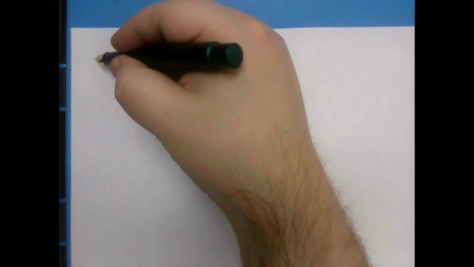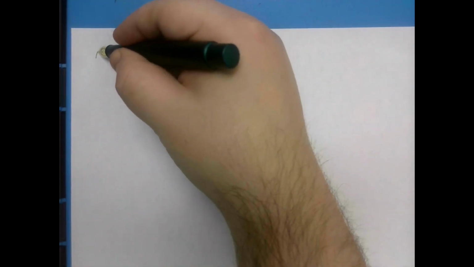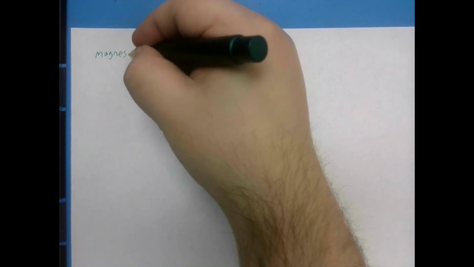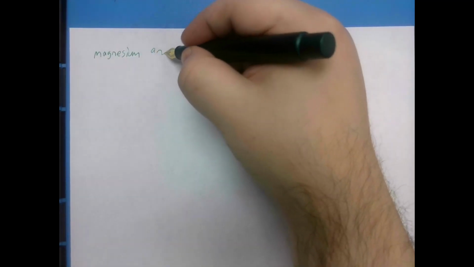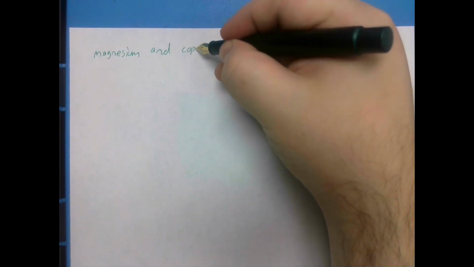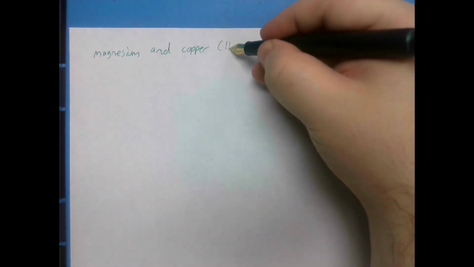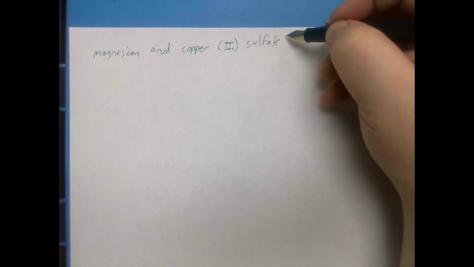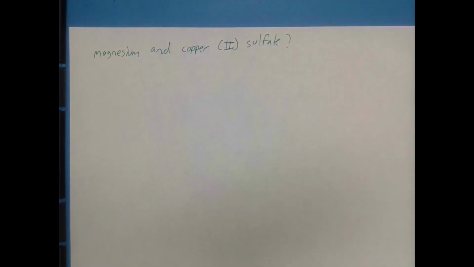Alright. What type of reaction occurs between magnesium and copper 2 sulfate? Copper 2 sulfate is a very common lab chemical. In fact, I probably have several gallons of it in the chemistry lab.